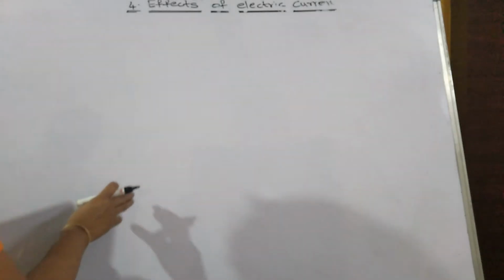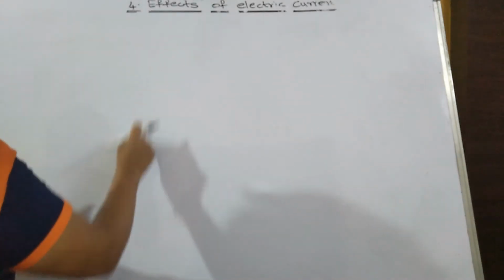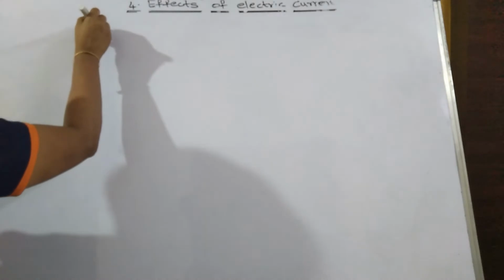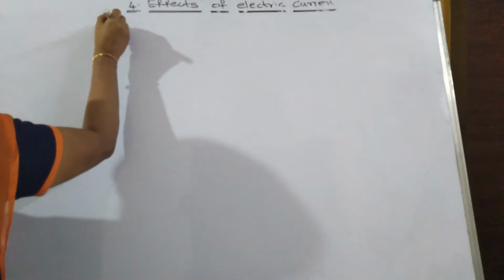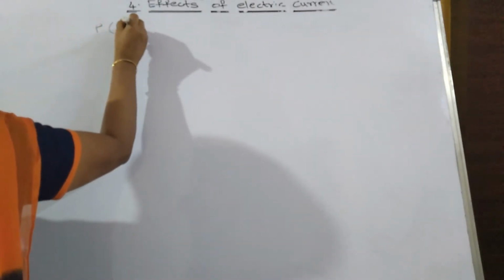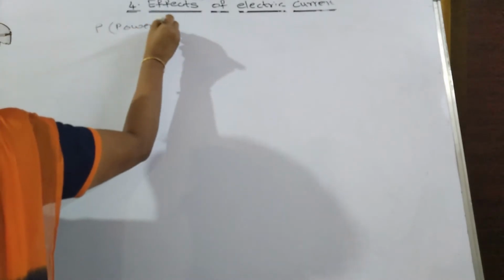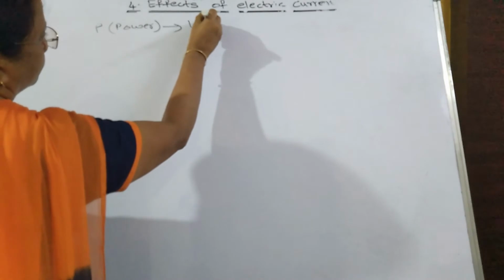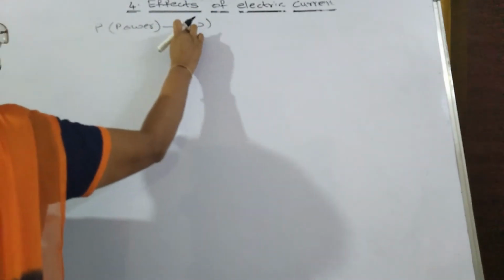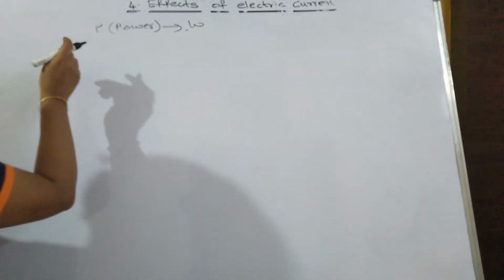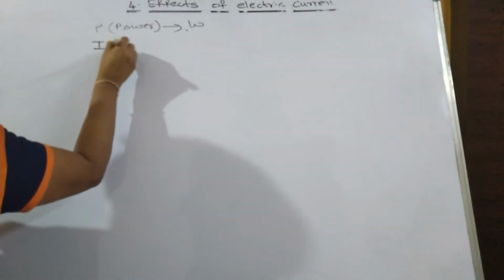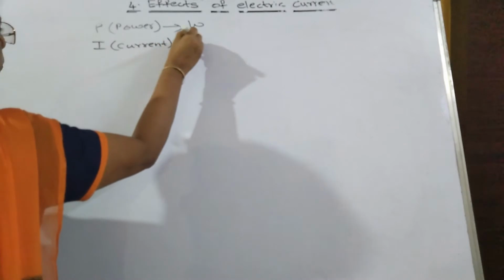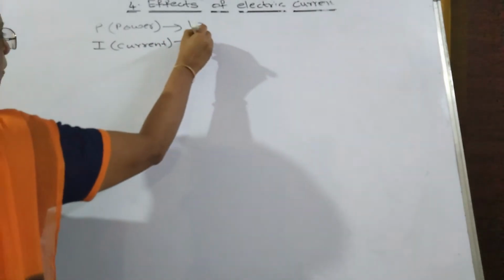Now before we start the numericals of lesson number 4, that is effects of electric current, remember all the formulas. First of all, P is what? Power. The unit of power is what? Watt. I is what? Current. And the unit of current is what? Ampere.